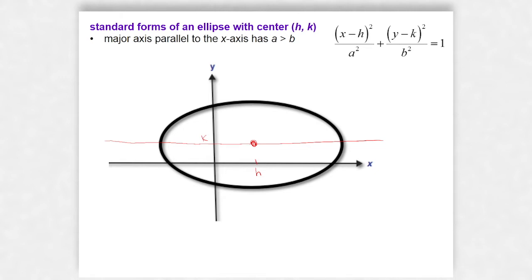Now, if I think about the fact that this particular ellipse is stretched left and right a maximum of a units, then the coordinates of my vertices, notice the y-coordinate is k, but the x-coordinate would be h plus a. You can see this goes a over from h and then over another a. And the other vertex, which is here, has a y-coordinate of k, and would have coordinates, I guess we'd say, h minus a.